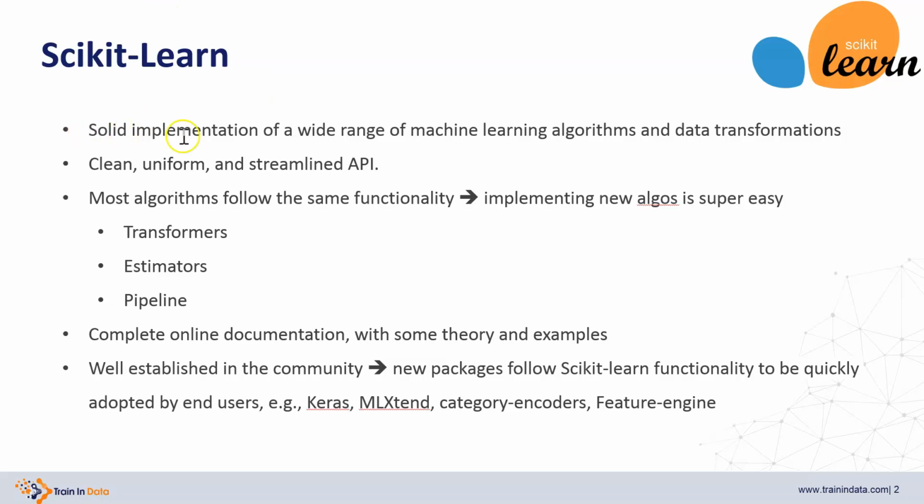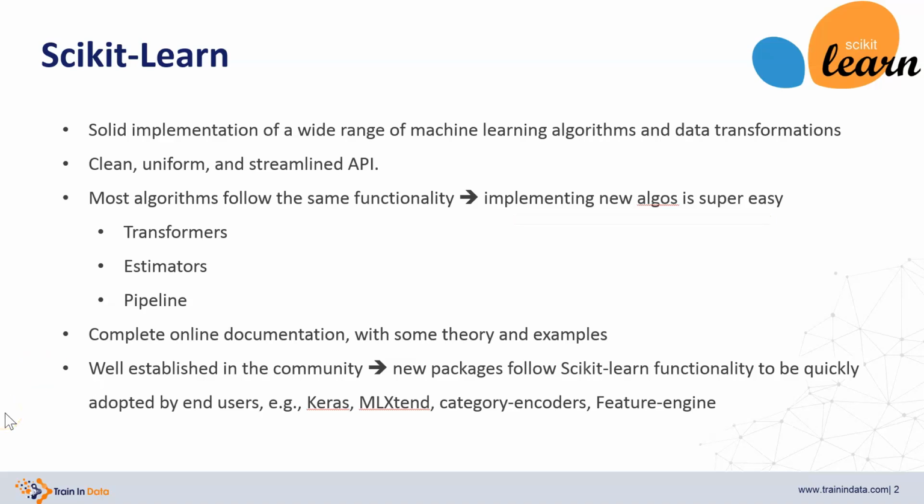Scikit-Learn contains a solid implementation of a wide range of machine learning algorithms and data transformations. Scikit-Learn has the widest implementations of off-the-shelf machine learning algorithms. It also has a wide range of implementations of data transformation classes. Scikit-Learn has a clean, uniform, and streamlined API. Therefore, it is very easy to learn and very easy to use. Most algorithms in Scikit-Learn follow the same functionality. This means that once we learn how to implement one algorithm, using a different algorithm is basically very similar.